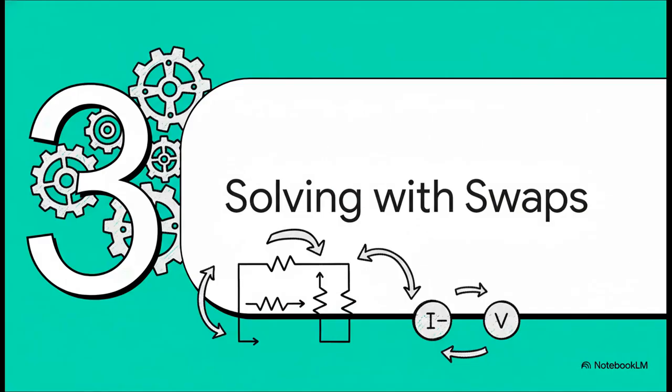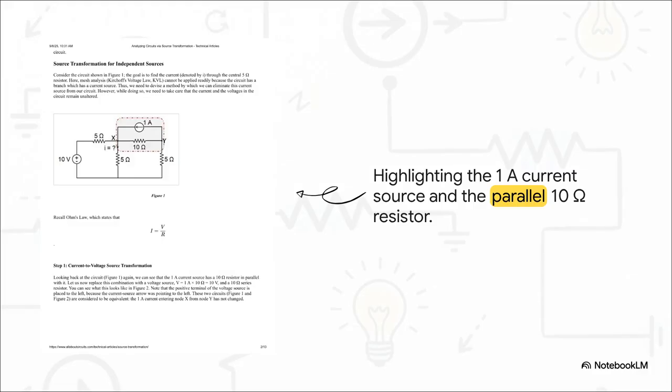All right, theory is great and all, but let's get our hands dirty and actually put this into practice. We're going to take our tangled mess of a circuit and tame it, one strategic swap at a time. Okay, let's look at the right side of the circuit. We have a 1 amp current source sitting in parallel with a 10 ohm resistor. This is the perfect setup for our first transformation. Let's swap this pair out for its voltage source equivalent.